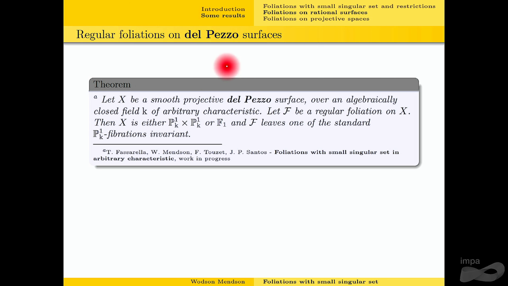We also have a regular foliation on a del Pezzo surface. So this is its theorem. You take a del Pezzo surface, the anti-canonical example, over an algebraically closed field of arbitrary characteristic, and take a regular foliation F on X. Then we have this characterization: X is P1 times P1, or the blow up of P2 in 1 point, and F is given by the fibration to P1.